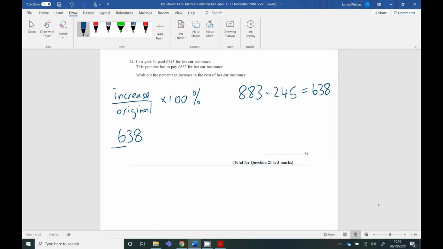Now we then divide that by the original amount, which was 245, and multiply that by 100. So using the fractions button, the third one down on the left, you can get your 638 divided by your 245, multiply that by 100, and we get 260.408%. Now it doesn't say what degree of accuracy you want, so it's up to you. So I'm going to go to 2 decimal places, 260.41. Now if you've chosen to go to a different level of accuracy, that's absolutely fine.